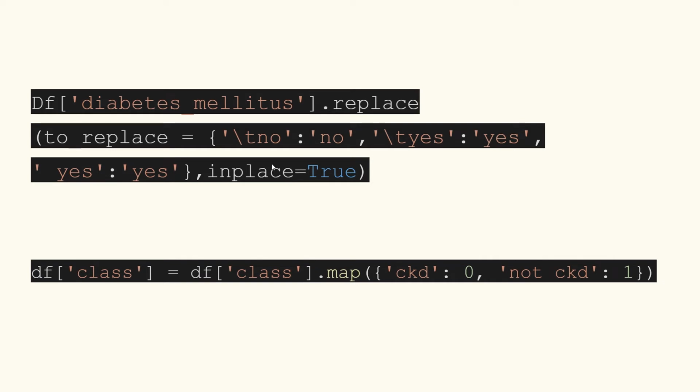So this is how we manage to sort out the typing error. We manually input the error values and then put in the correct values, like \t no into no, \t yes into yes, space yes into yes. Use the replace function here. And then next we map the target. The class column is our target. You have ckd becomes 0, not ckd becomes 1.